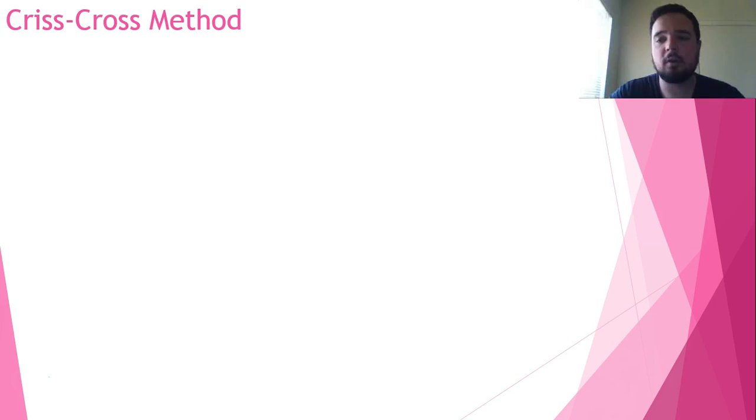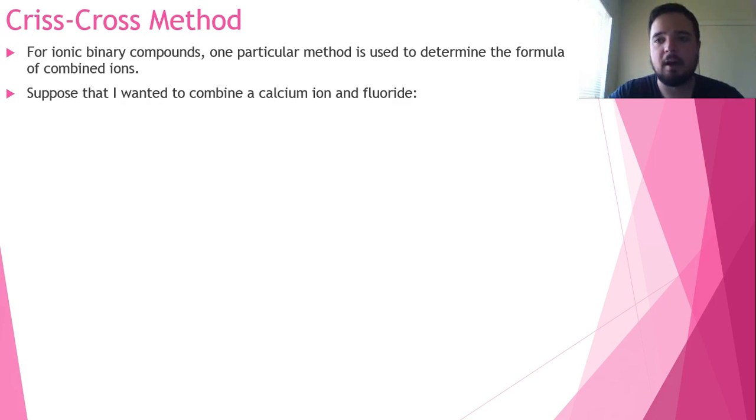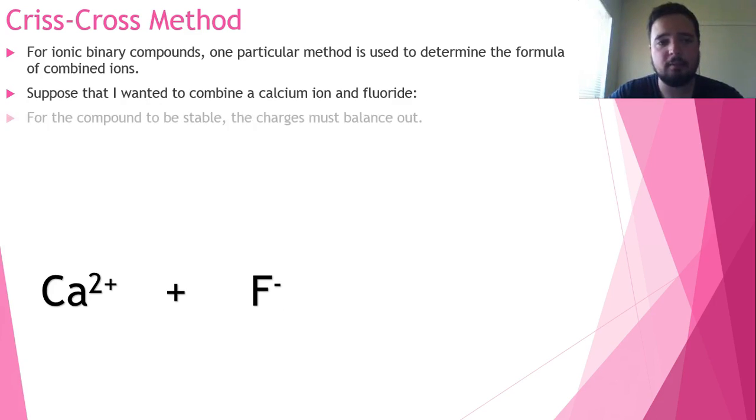So we're going to go into what's called the crisscross method. This is how we really start bonding ionic binary compounds together. For ionic binary compounds, one particular method to use to determine the formula of the combined ions is this. Suppose I want to combine a calcium ion and a fluoride ion. So I have Ca2+, and then I have, in addition, fluorine negative.